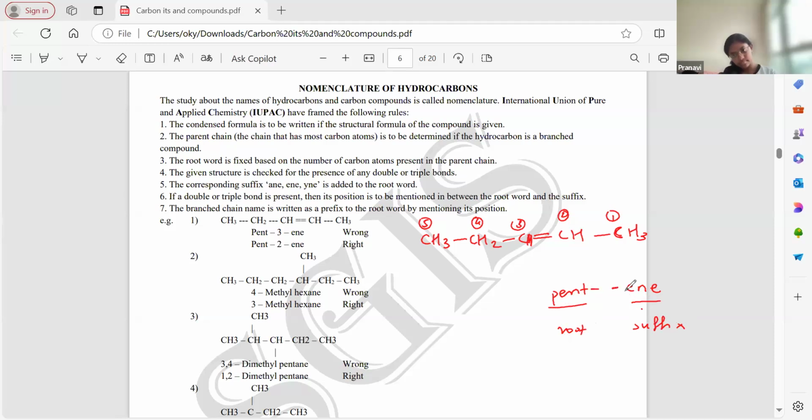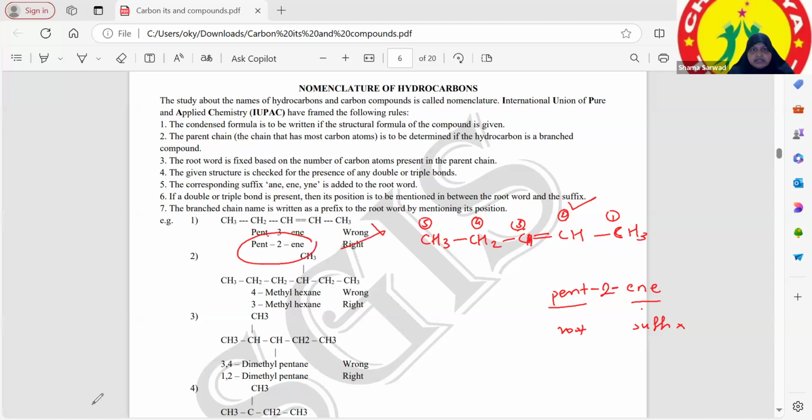In between these two, you have to mention the position of the double bond. The double bond is present between 2 and 3, right? You might be confused whether to write 2 or 3. You have to write the lowest possible, 2. So its name is pent-2-ene. Pent-3-ene is wrong. Understood? Yes, ma'am.